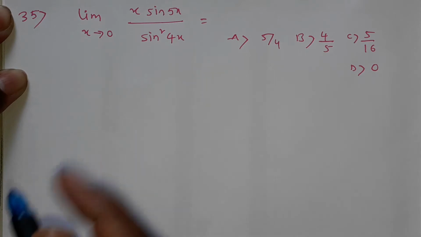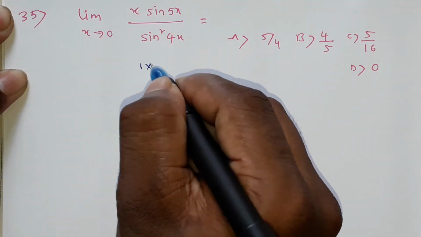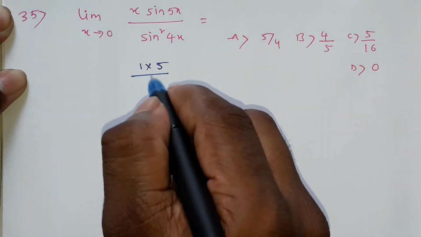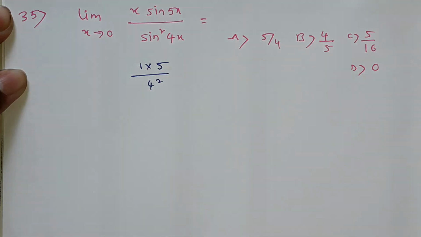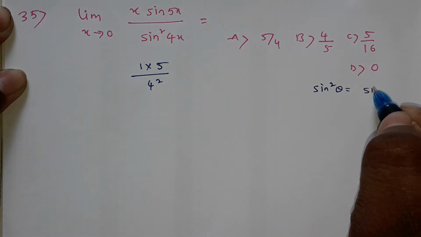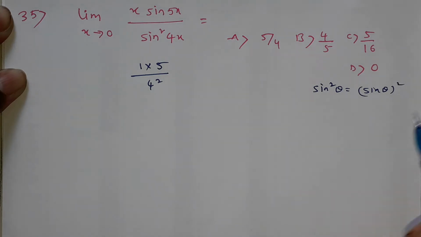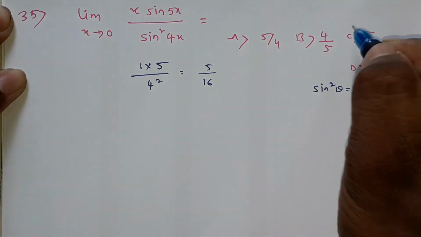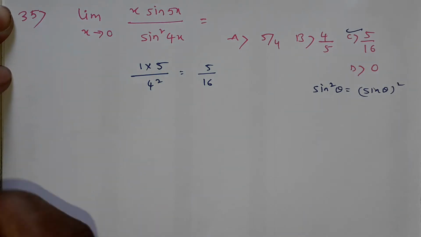Same simple question. Here x square coefficient, x coefficient is 1, x coefficient is 5, x coefficient is 4 square. So we take 4 square. Always observe that sin square theta and sin theta whole square are both the same. So here the value is 5 by 16. Option C is the answer.